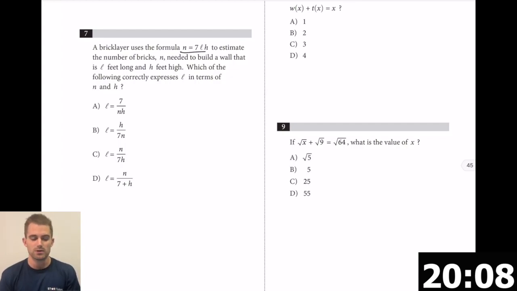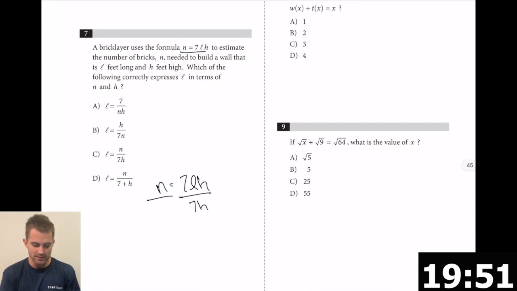Okay guys, whenever we get one of these problems, these are actually easier than they initially look. All we have to do is say N is equal to 7L times H, and then we have to go through our operations to get L by itself. So the first thing that we want to do, it's actually easier. We can just divide by 7H here. Divide by 7H, right? Because now we have L is equal to N over 7H. We just divide those both out.